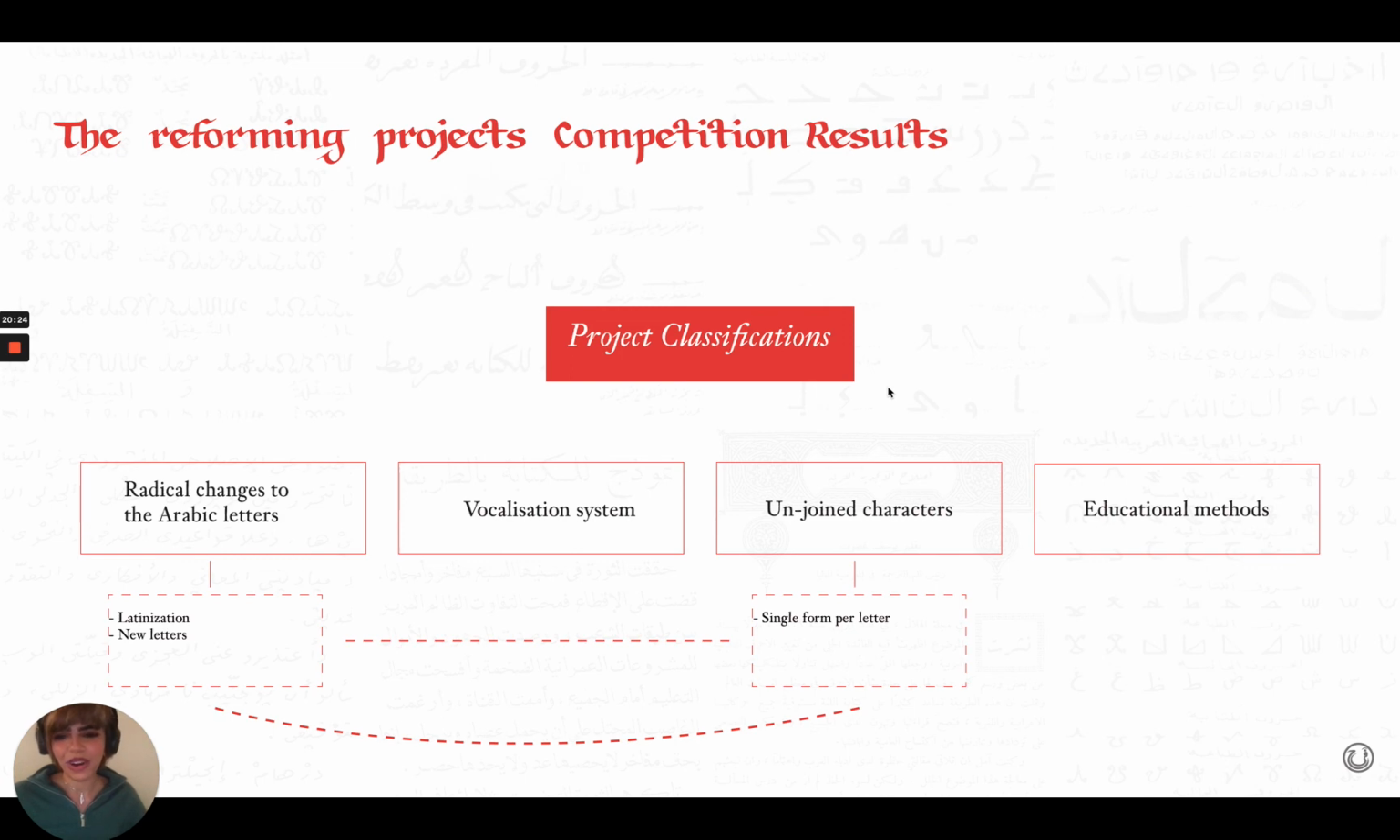So this is a project classification. This is a classification devised by the academy. I have devised my own project classification, as I thought that this one is more of a brief one, where it can be expanded into more matrices. The academy proposed radical changes to the Arabic letters, vocalization system, unjoined characters, and educational methods.